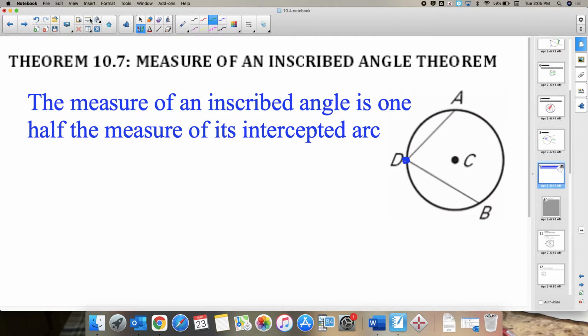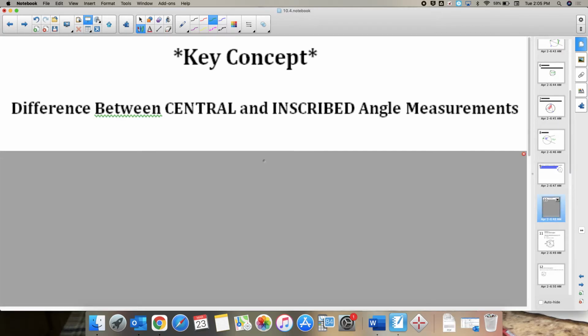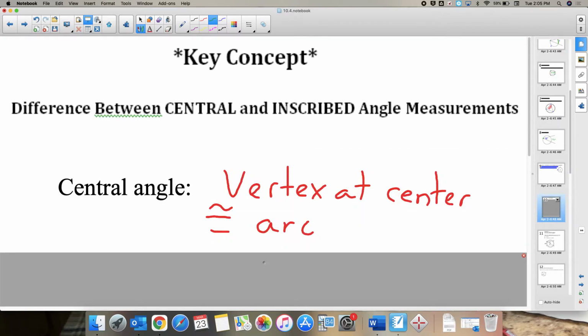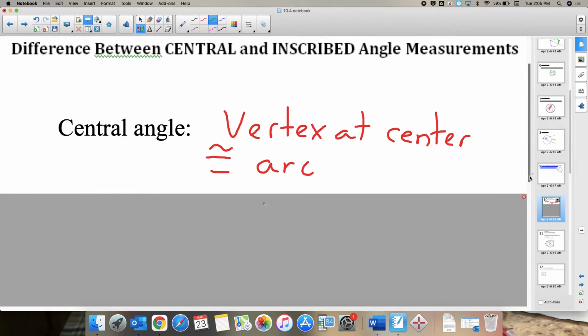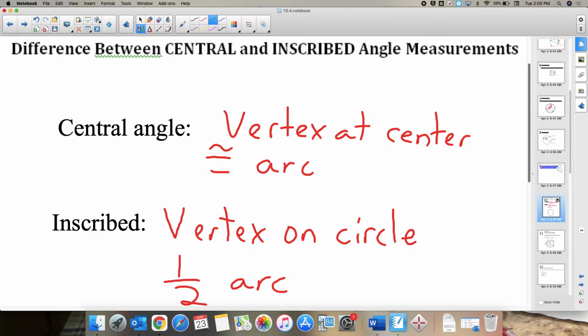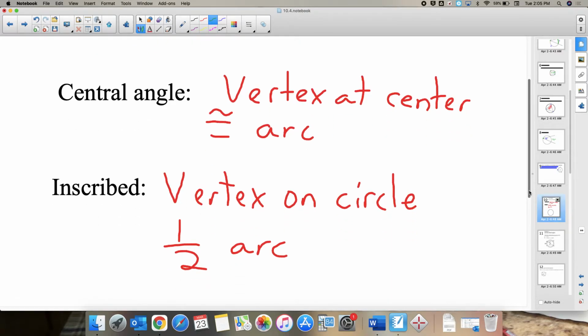So those two types of angles then. Difference between a central angle: vertex is at the center, and it's equal to the arc that it makes. Your inscribed angle, your vertex is now on your circle, and it's half as big as the arc that it makes.